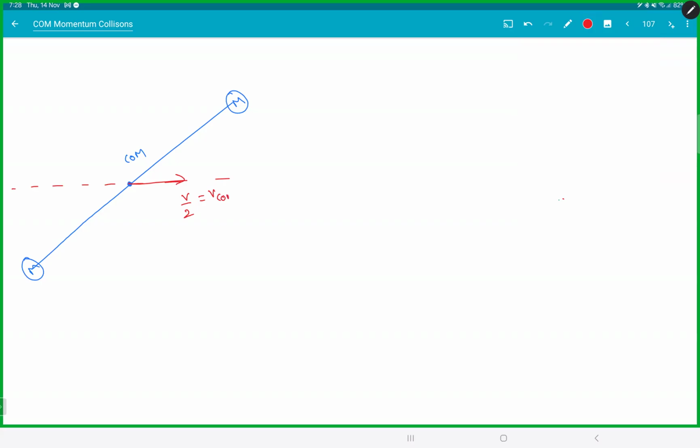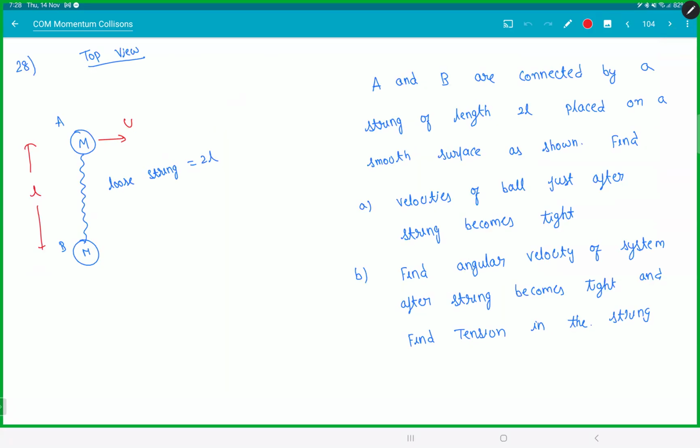How did I get u by 2, anyone? Look at the center of mass initial velocity, m1 u1 plus m2 u2 by m plus m, right? So initially one of them has velocity 0. So the velocity of center of mass will be mu by 2m, u by 2. Since there are no external forces, center of mass velocity will never change. It will just keep going in a straight line.